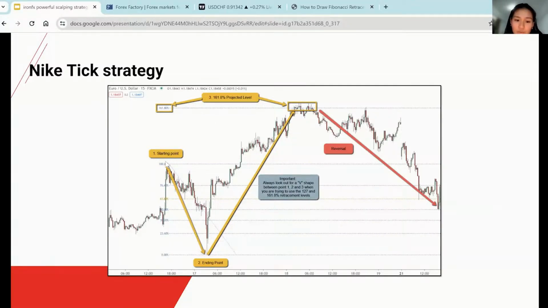So our starting point is from this point, point 1, and ending point, point 2. Our projected values are the 127 as well as the 161.8. But in this example, you can see price already broke out of the 127. That's why we are going off of the 161.8. So how we use it is we're basically expecting a reversal off of either one of these levels, the 127 or the 161.8.